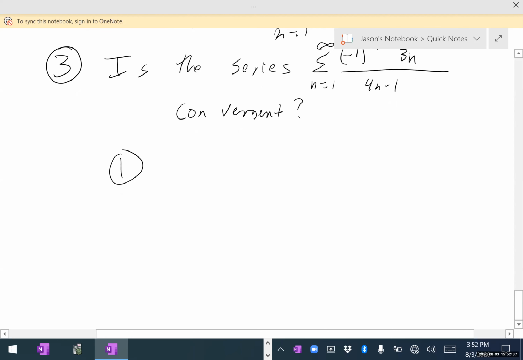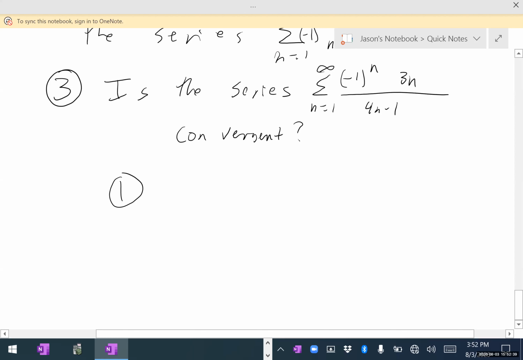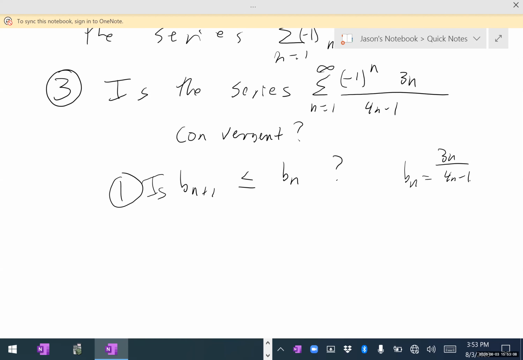Okay, so what do we have here? Is b sub n plus 1 always less than or equal to b sub n? That's the question. So what is b sub n? Well, that's just going to be 3n over 4n minus 1. Right? Okay, that's good.